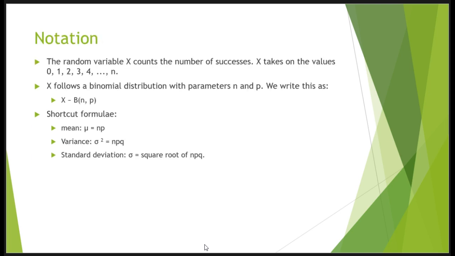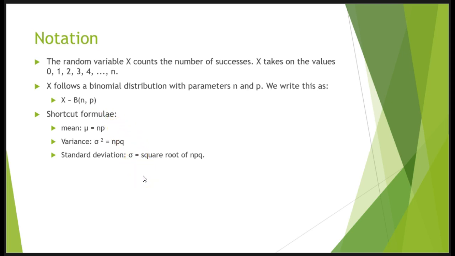If we take a look at the notation, the random variable x counts the number of successes, and x takes on values of numbers 0, 1, 2, 3, 4, all the way to n, whatever your n is. X follows a binomial distribution with parameters n and p, and we read this as x is a random variable with a binomial distribution. So the parameters are n and p, where n is the number of trials, p is the probability of a success. So here are some formulas that we will use.